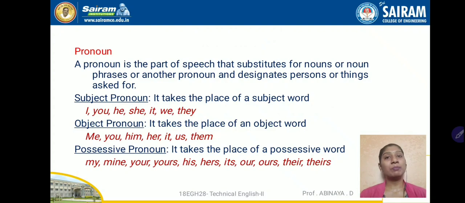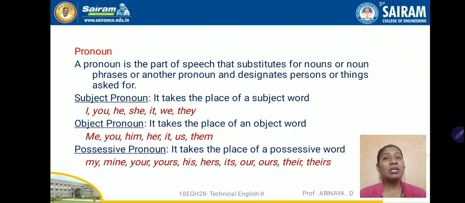First we will see what is pronoun. A pronoun is the part of speech that substitutes for a noun or noun phrase or another pronoun and designates persons or things asked for. So, pronouns are words that we use to substitute in the place of a noun, to refer to it more than one time. We can classify pronouns as subject pronoun, object pronoun and possessive pronoun.